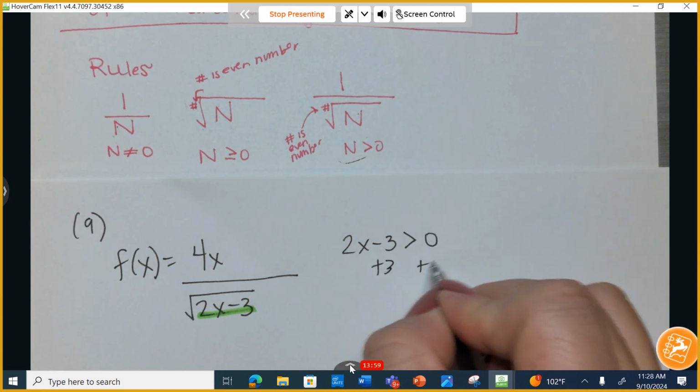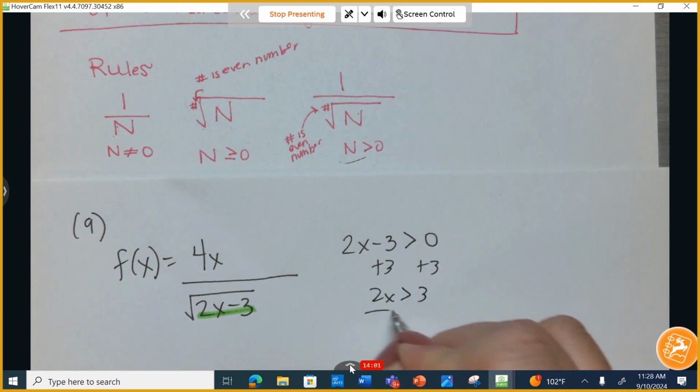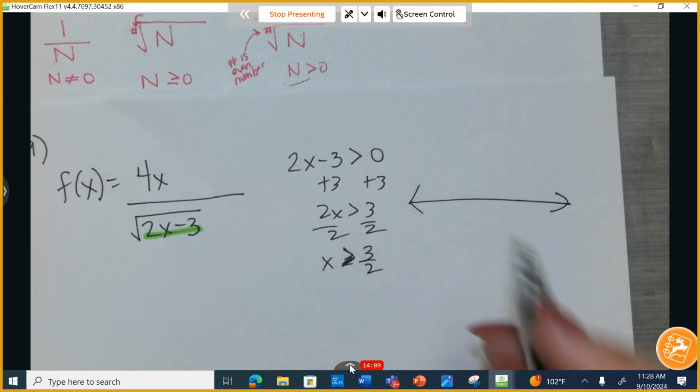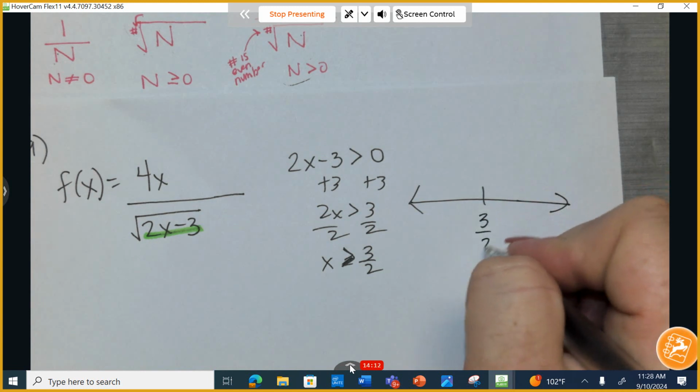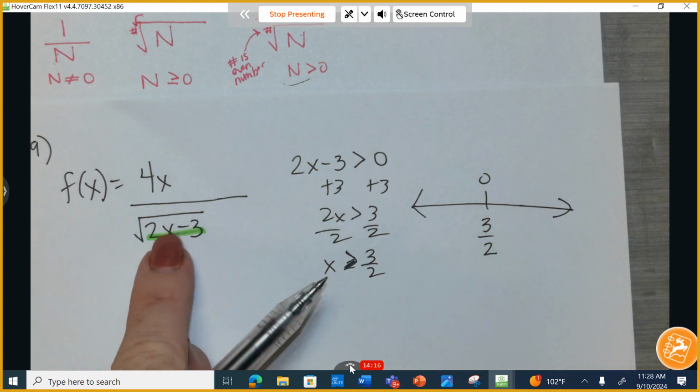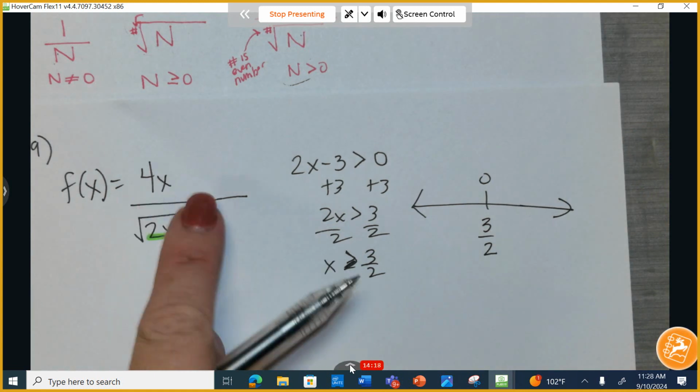I'm going to add 3 to the opposite side. 2x is greater than 3. Divide by 2. You don't have to put it into a decimal, but we do need to express it on a number line before we put it in interval notation. 3/2 is the same as 1.5. We are not going to actually include that point, because if we included it, we'd end up with 0. The square root of 0 would make this undefined.